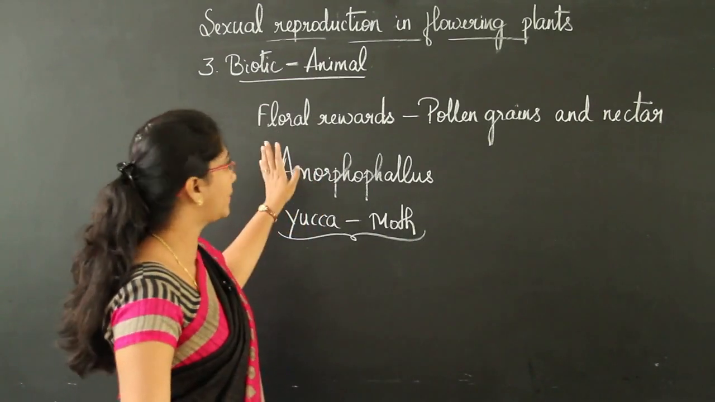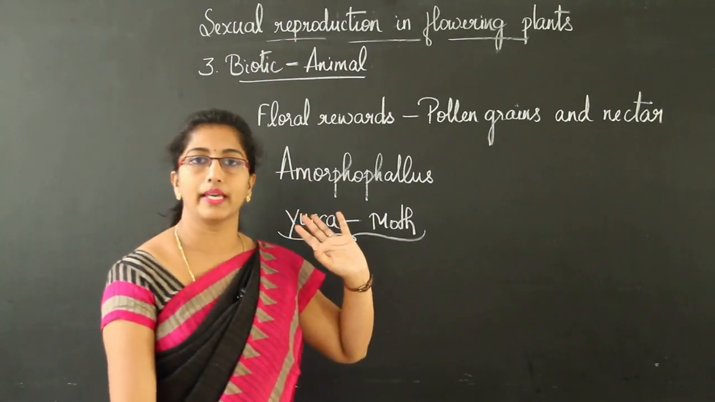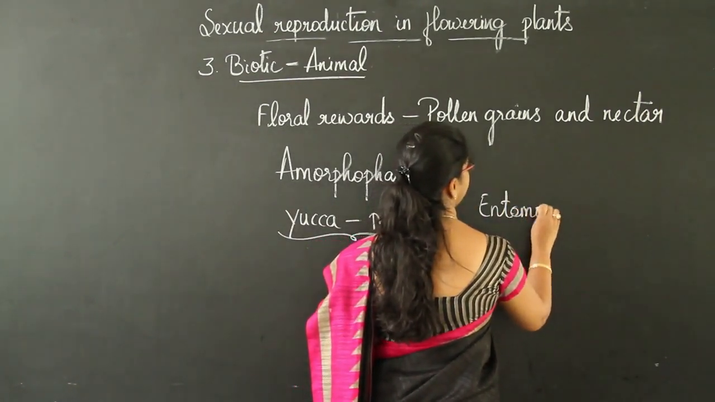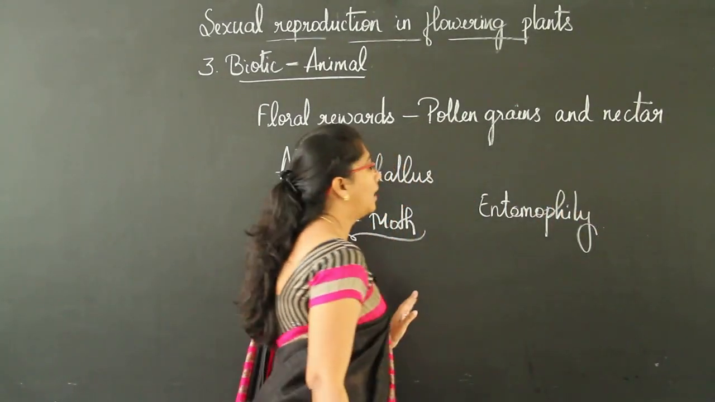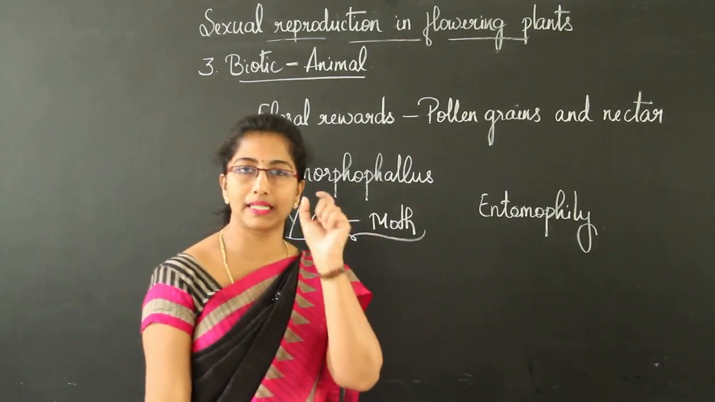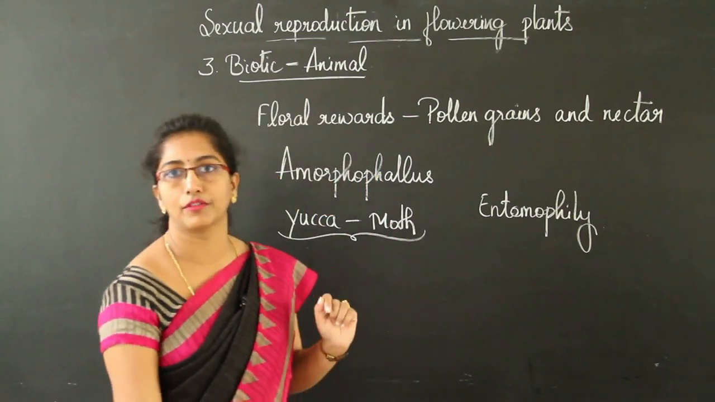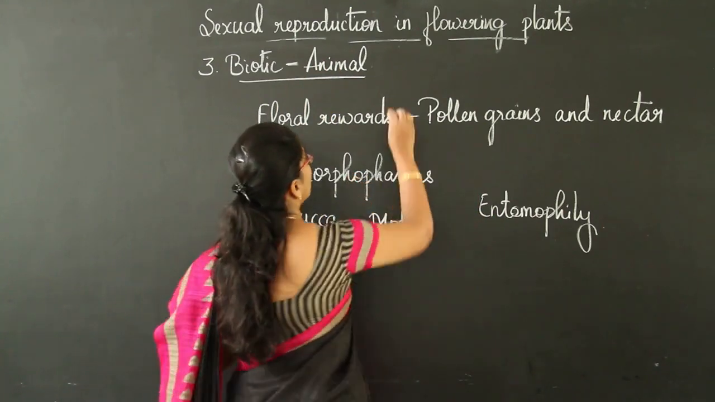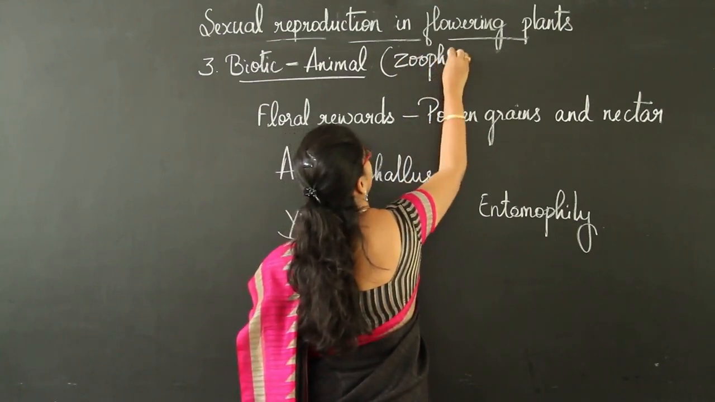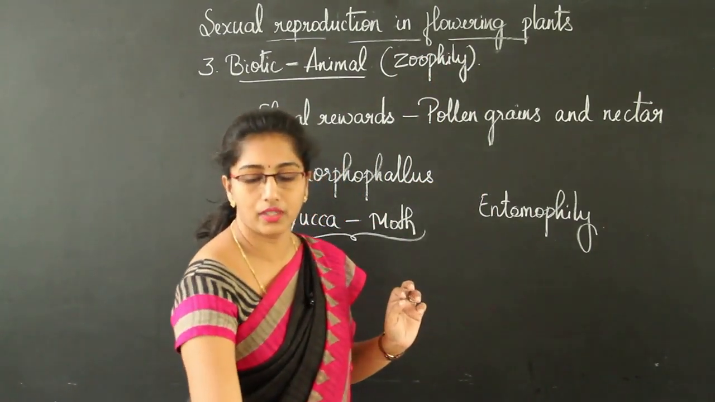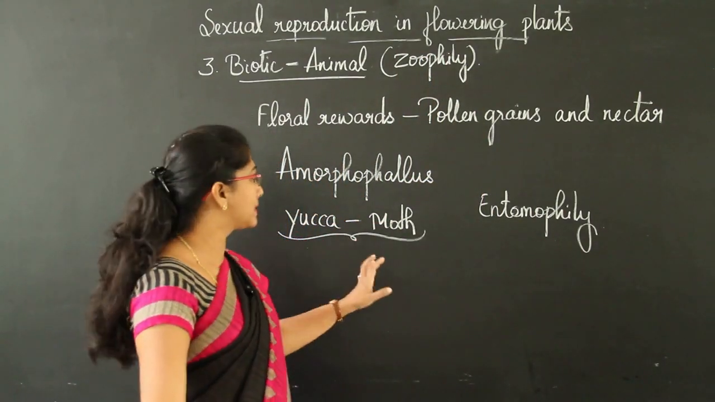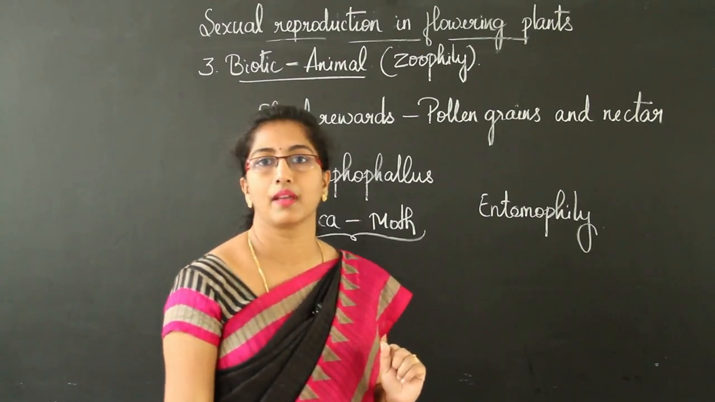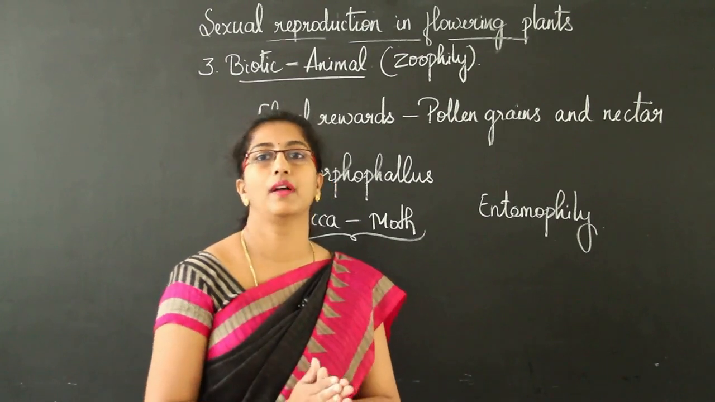Now I told you about insects which bring about pollination. For insect pollination, there is one term used: entomophily. And for animals bringing about pollination overall, we can call this type of pollination zoophily, which means animal pollination. Precisely for insect pollination we use a separate term, entomophily. So with this we come to the end of this part, that is, agents of pollination.